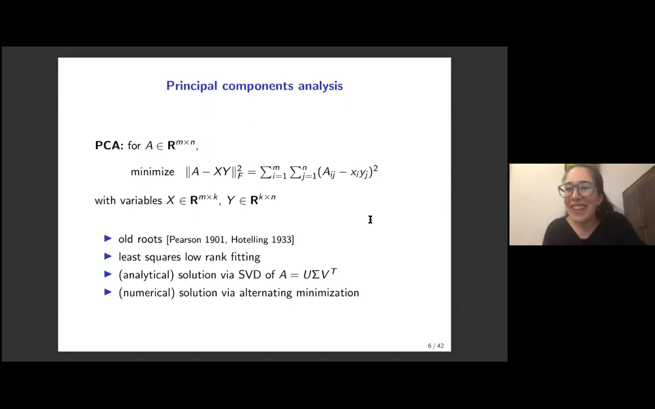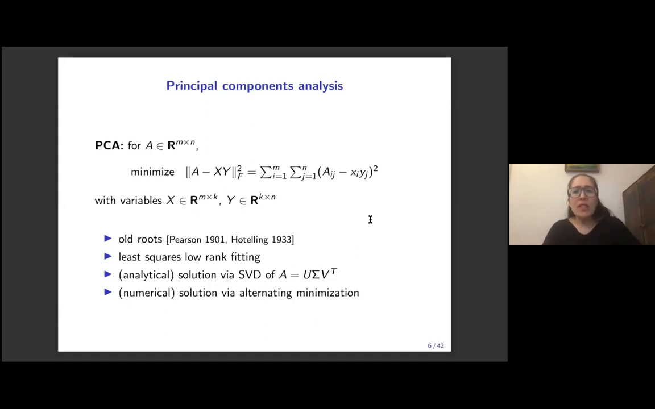I would almost call it analytical though. Speedy is not quite analytic. The solution uses the singular value decomposition of A, or equivalently the eigenvalue decomposition of A transpose A. You just take the top k eigenvectors and use them to reconstruct X and Y.